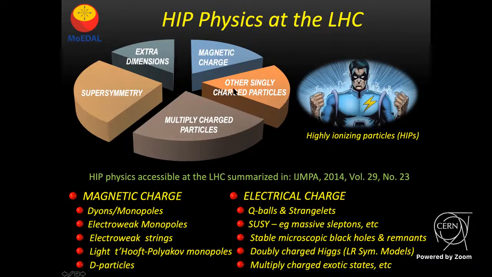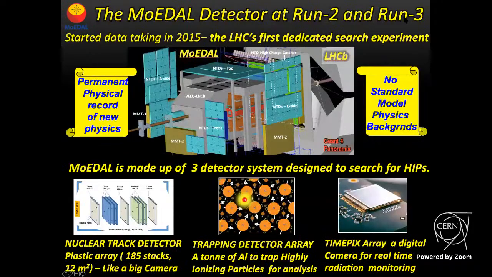So we start with the MoEDAL detector at Run 2 and more or less what we'll deploy at Run 3. We see in the middle here the VELO detector. I hope you can see my cursor moving. And around the sides of that, the blue or the green, whichever way you look at it, are the NTD detectors. These are the nuclear track detectors that detect the damage caused by highly ionizing particles as they traverse the plastic.